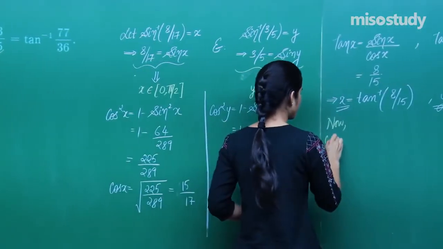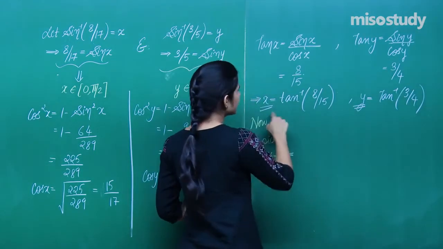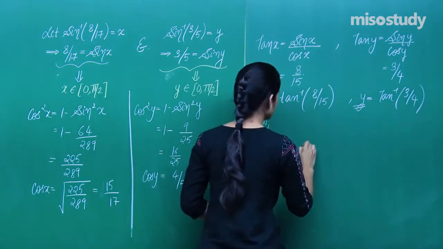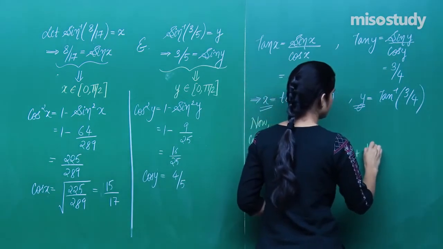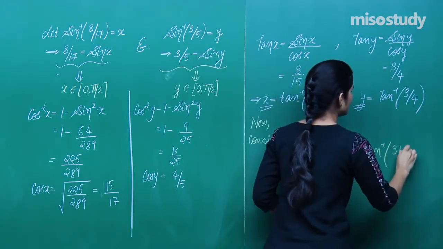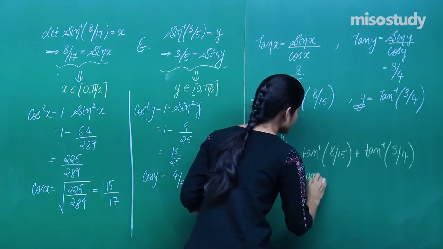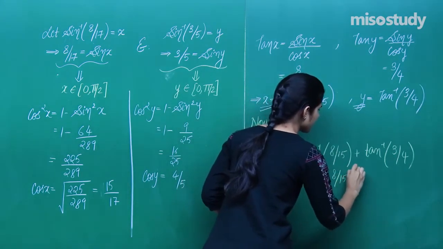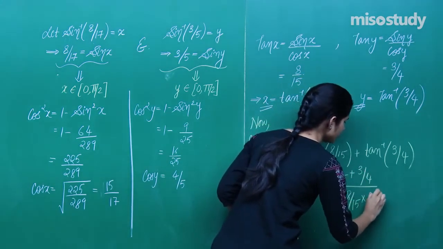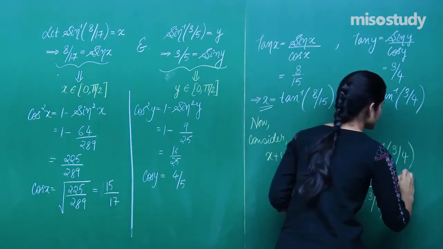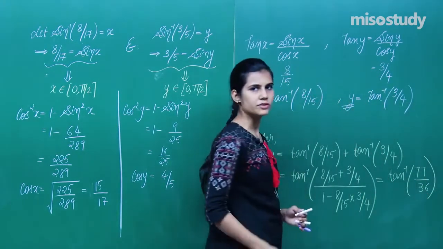Consider the left hand side, that is x plus y. X we have proved to be equal to this, y is equal to this. So this is tan inverse 8 by 15 plus tan inverse 3 by 4. Fine. Tan inverse x plus tan inverse y is tan inverse of x plus y upon 1 minus x into y, which eventually turns out to be tan inverse 77 by 36, which is the right hand side.